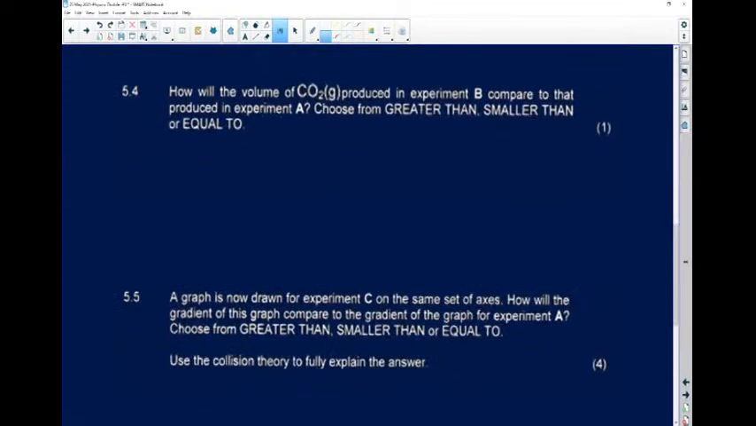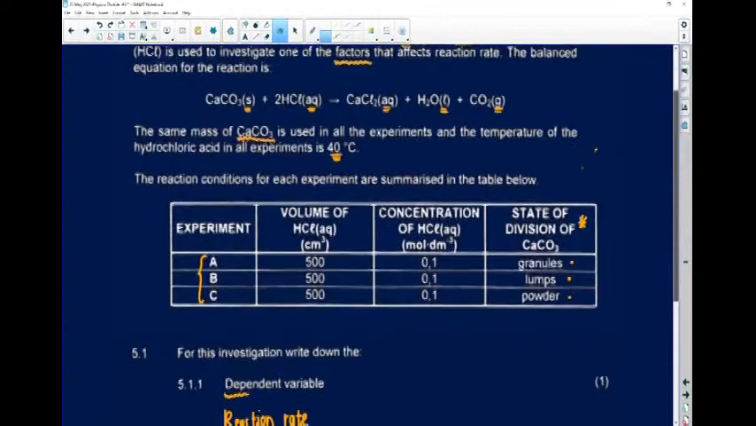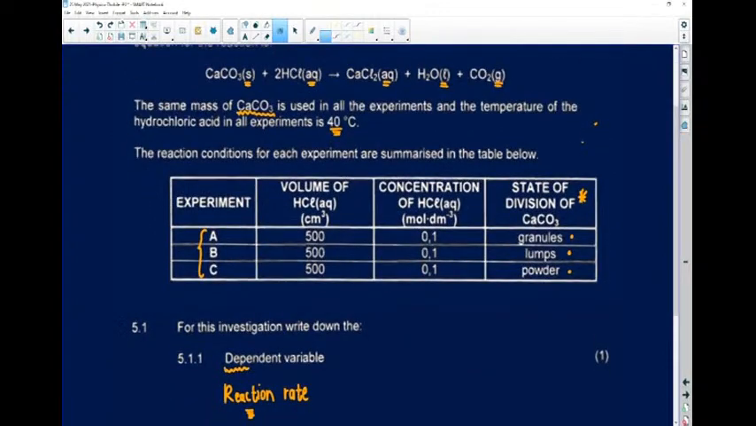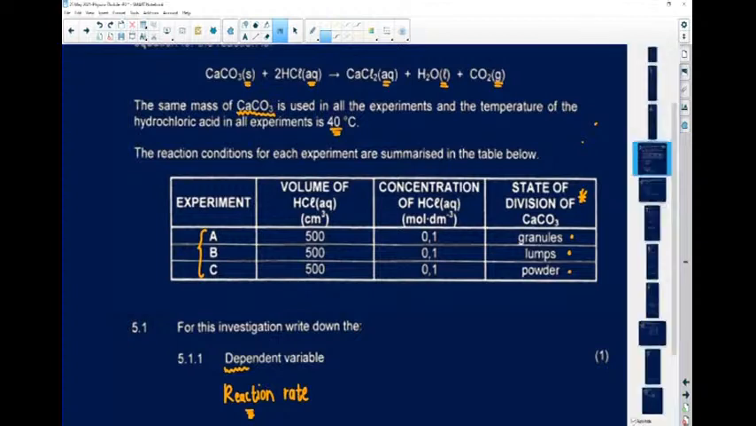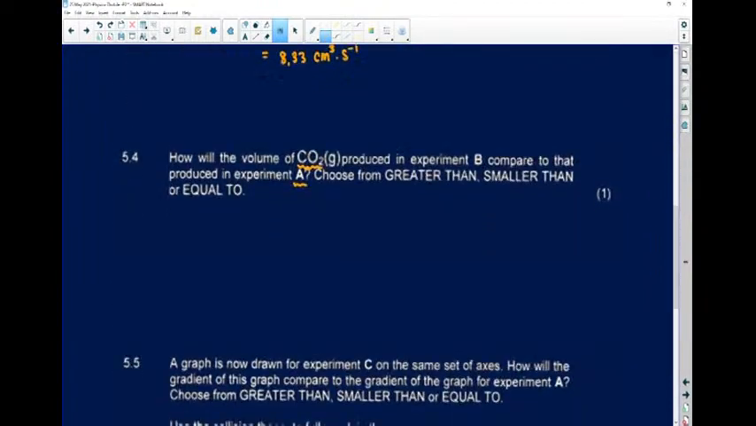Number 5.4. It says, how will the volume of the carbon dioxide (CO2) gas produced in experiment B compare to that in experiment A? We must choose greater than, smaller than, or equal to. I need to go back here. So if I'm looking at the carbon dioxide produced in A and B, I can see that the volume is the same, the concentration is the same. So that means the amount of carbon dioxide produced will also be equal to.